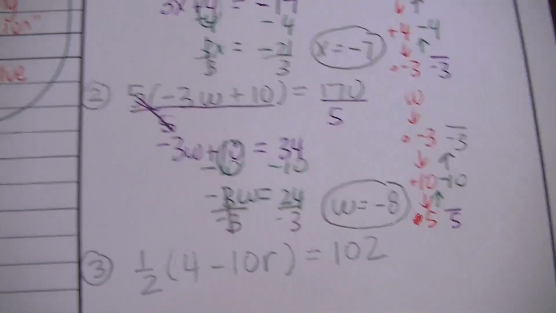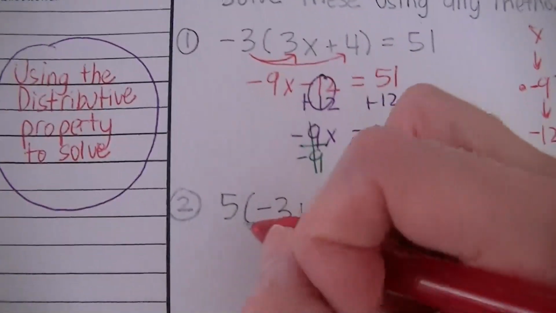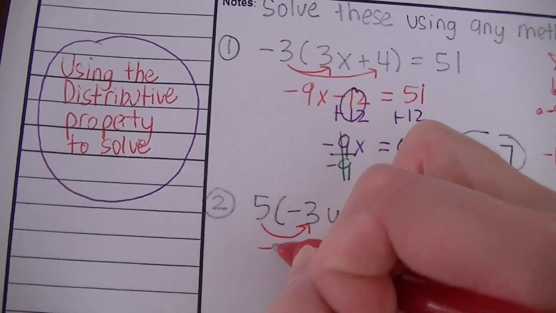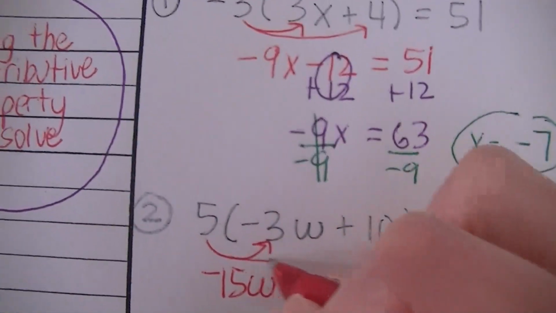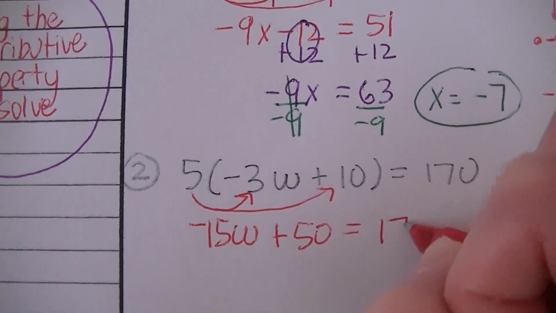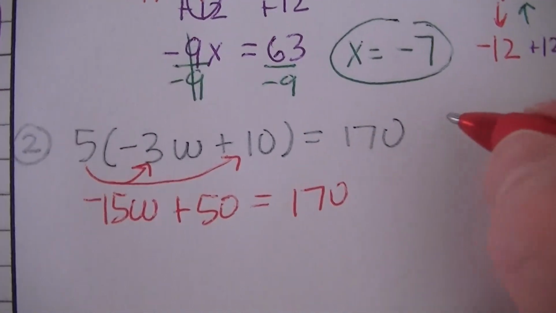Okay, doing that exact same problem using the distributive property would look like this. 5 times -3w is -15w. And then you would go 5 times that positive 10, which is a positive 50. And that equals 170. And then from there, you're going to build it.